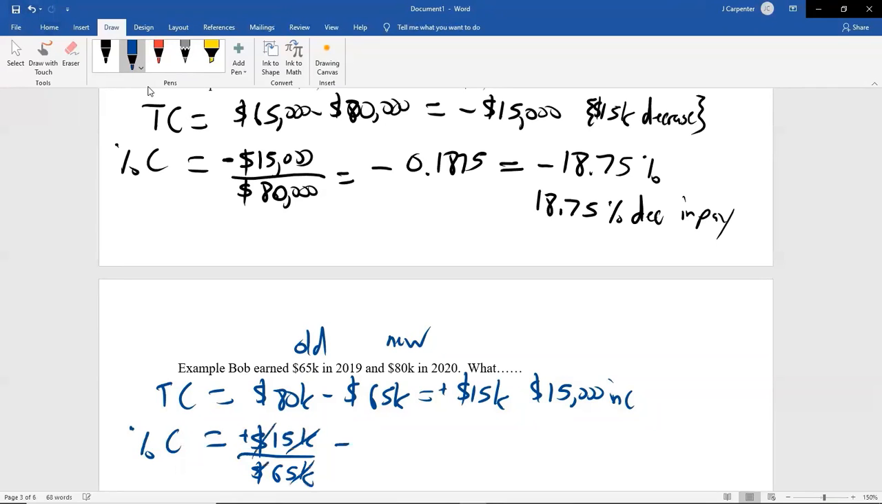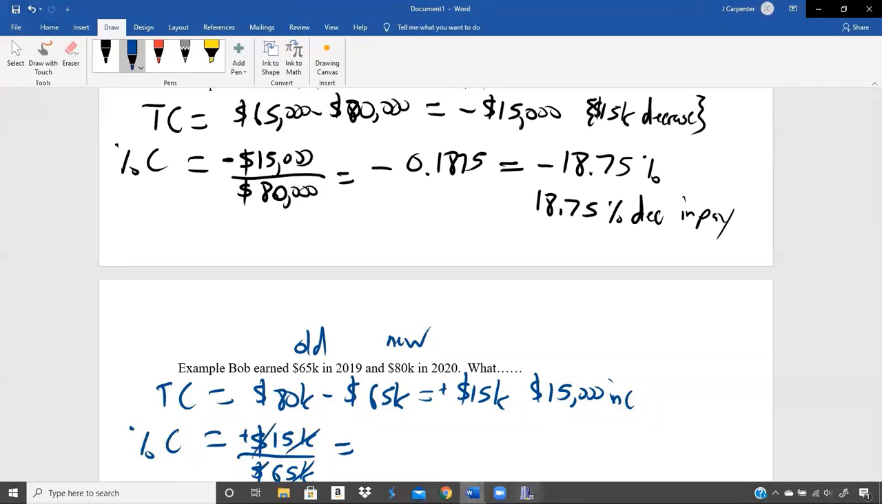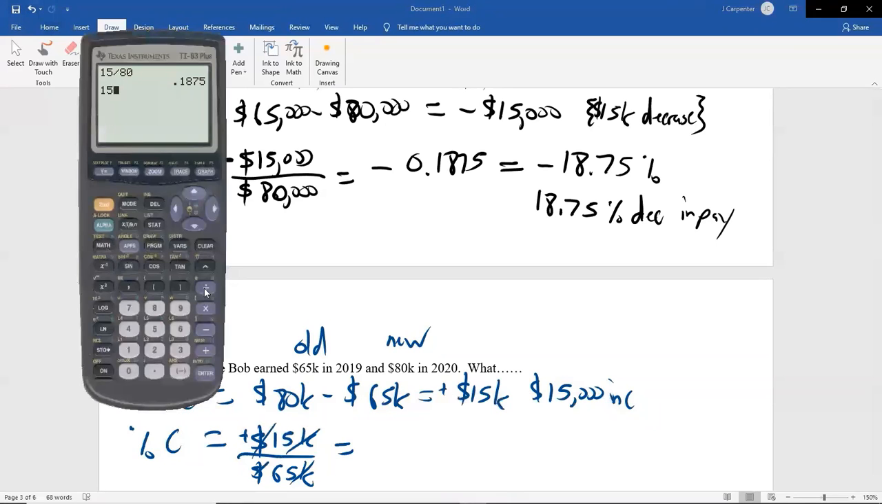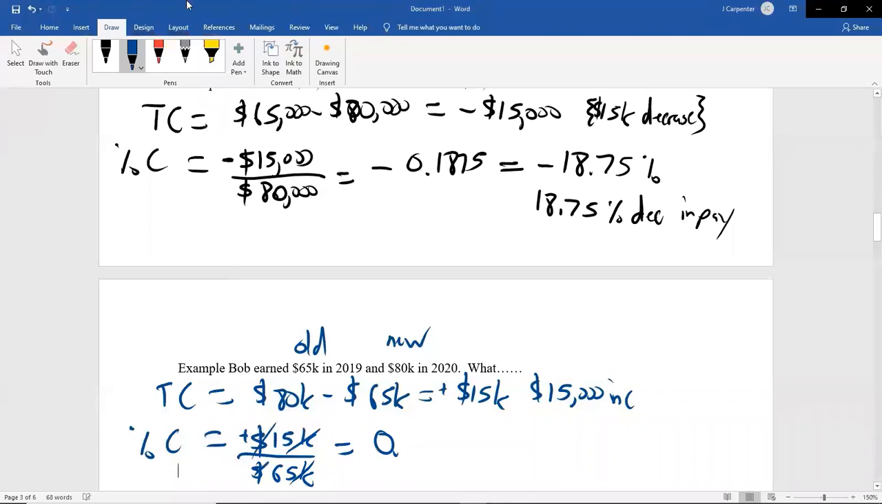The dollars and thousands still cancel, but we're doing 15 divided by 65. And we get 0.2307, and so on. If you move the decimal twice to the right, that'll be 23.1 if you round to the nearest tenth. So 0.2307 is going to be 23.1%. 23.07 just rounds up to 23.1. And that would be an increase in pay.